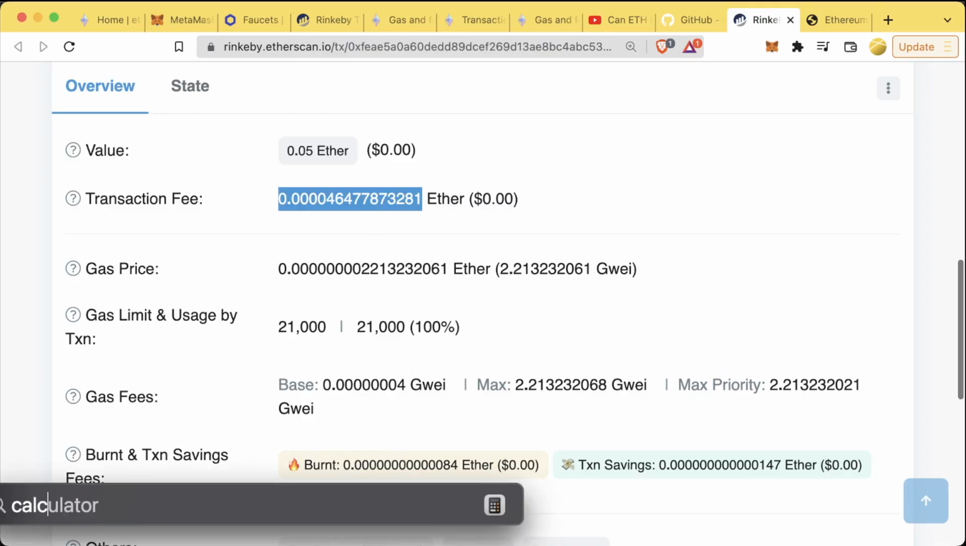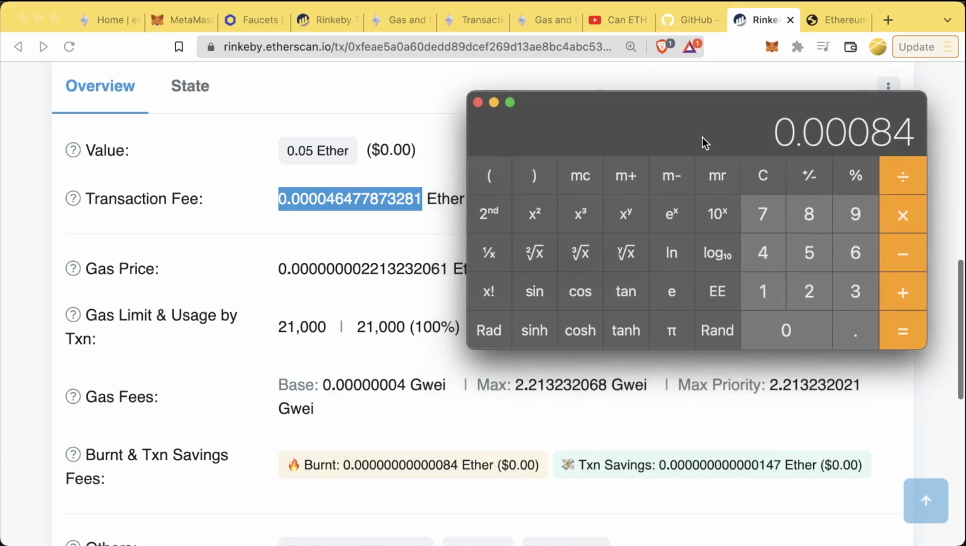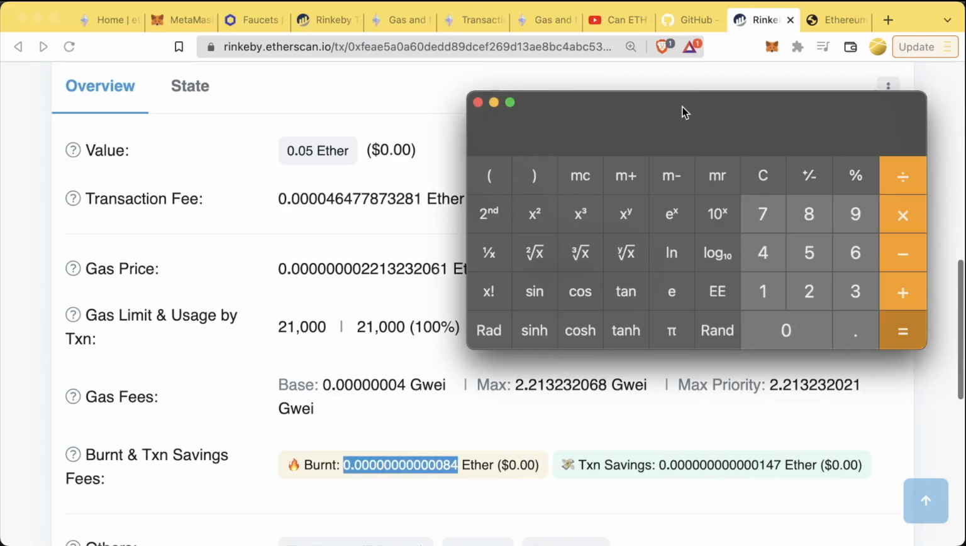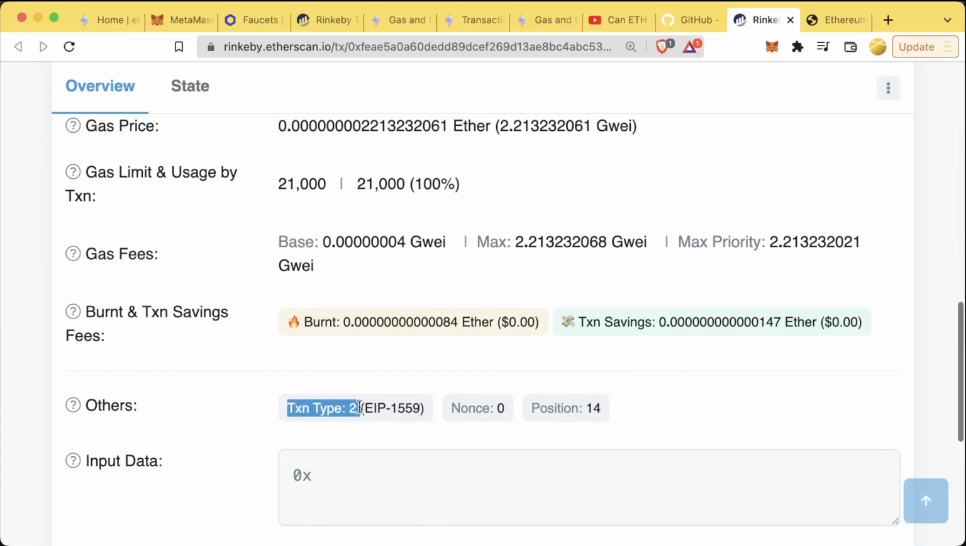So to figure out exactly how much went to miners, we could do this number minus the burnt amount. And this is how much Ethereum was paid to an Ethereum miner for this transaction. You'll see down here, transaction type 2, EIP 1559. This is the EIP 1559 version of these transactions.